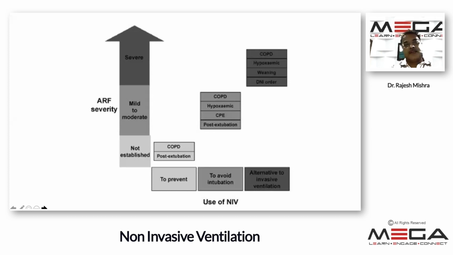So if I have to summarize the use of NIV very quickly, in acute respiratory failure, depending upon severity, ARF severity, mild to moderate. If somebody has COPD, post-extubation, we are learning and we are using NIV to avoid intubation. You can use it in COPD, hypoxemic failure, cardiac pulmonary edema, and post-extubation in mild to moderate disease. As far as mild or asymptomatic disease is concerned, you need to monitor and give other medical therapy. You offer NIV only when the patient has some form of decompensation and symptoms.